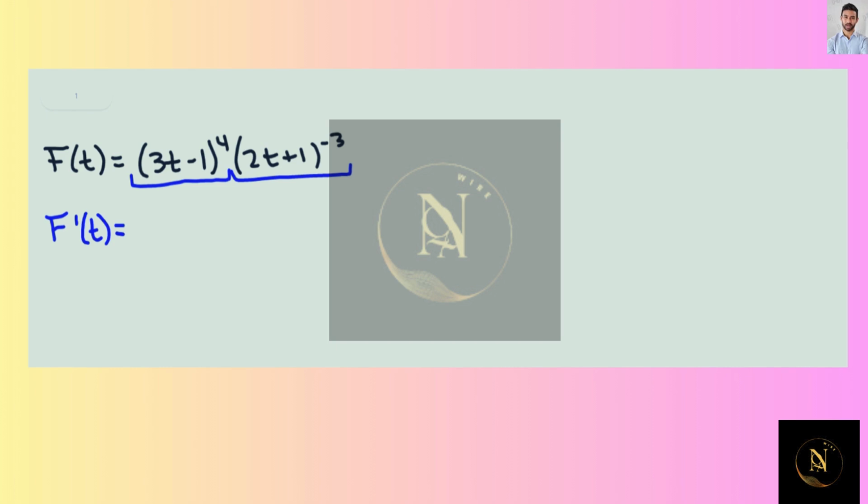So we start with the first, (3t - 1)^4. Now we multiply by the derivative of the second. So we bring down the negative 3 and raise 2t + 1 to the negative fourth power. So that's the derivative of the outside function. Now we multiply by the derivative of the inside function, and the derivative of 2t + 1 would be 2. So what we have so far is the first times the derivative of the second.